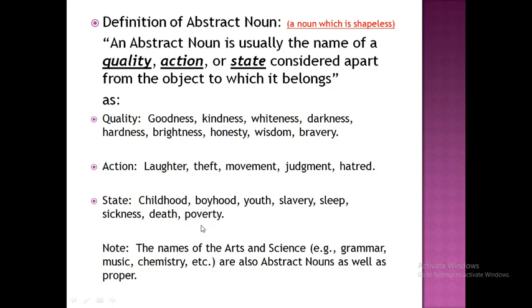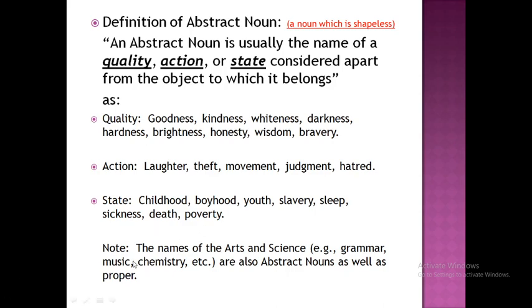And ultimately the state means वो स्थिति जो हम कहीं पर दर्शाते हैं. Childhood, that is the state of the child. Boyhood, that is the state of boy. Youth, that too is a state of someone. Slavery, that too is a state of someone. Sleep, that is the state in which we sleep. Sickness, that is the state. Death, that too is a state. And poverty, that too is a state. So ultimately abstract noun is referred with 3 different things: quality, action and state. And these all things refer to abstract noun.